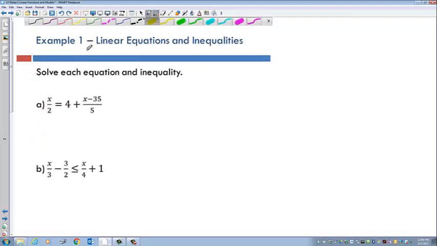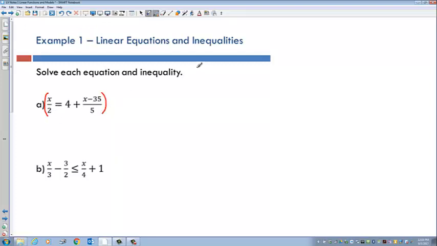And so we want to solve this first equation here, x over 2 equals 4 plus (x minus 35) divided by 5. So this is kind of a tough linear equation to solve because you have these fractions. And so the idea is just to clear these denominators. And the way we're going to clear denominators is we're just going to try to find a number that we can multiply by that clears the denominator. So we have to multiply by a number that involves a 2 and a 5. And so, of course, that's the number 10. So we'll multiply everything by the number 10.